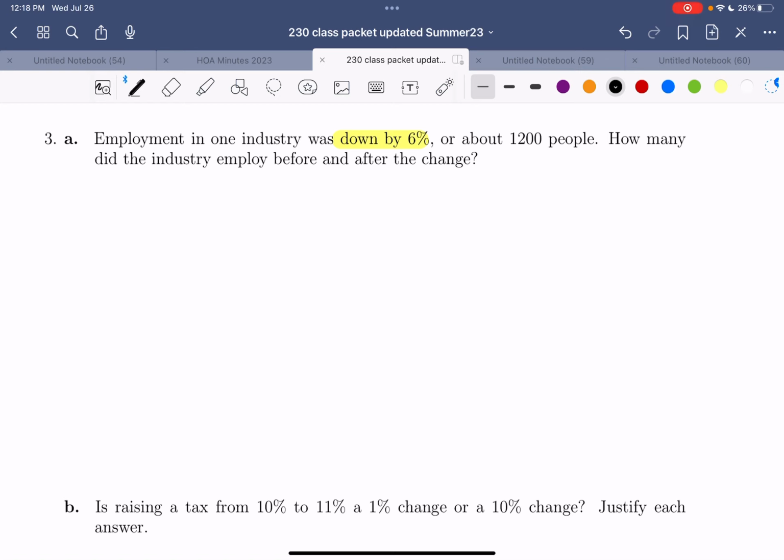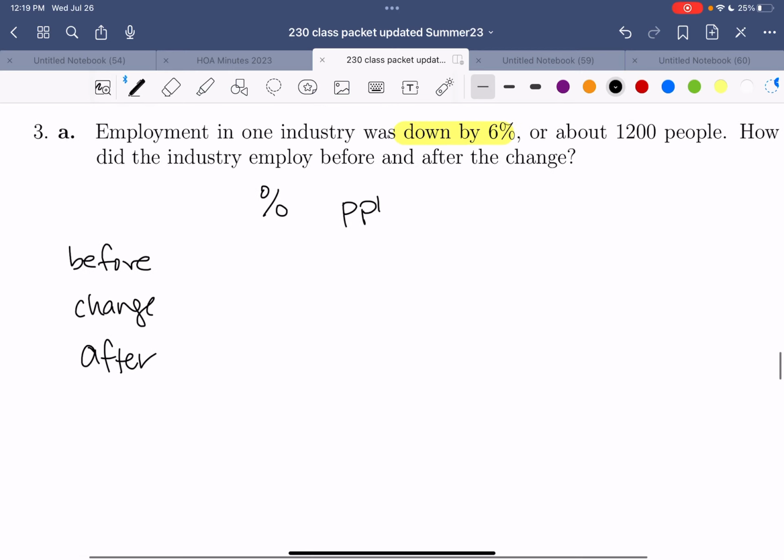Okay, so I'm going to use their words. So we're going to have percent and people. And we're going to have before, the change, and after. And then we're going to plug in what we know. So all the before, the old, whatever comes previous is always your 100%. So my 100 goes here. It is down, so it's a decrease by 6%. And that means that my after is going to be subtracting 6. So that's going to give me 94%.